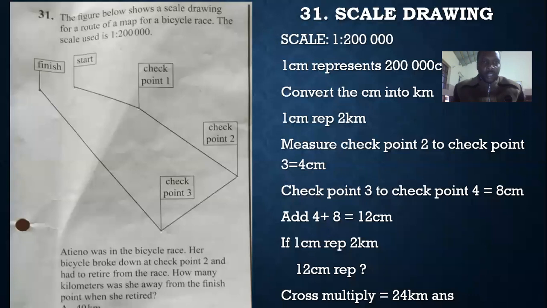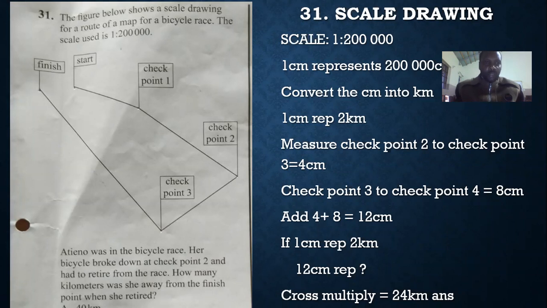There's the start, there's checkpoint 1, checkpoint 2, checkpoint 3, and the finish line. Atieno was in the bicycle race. Her bicycle broke down at checkpoint 2 and she had to retire from the race. How many kilometers was she away from the finish point when she retired?